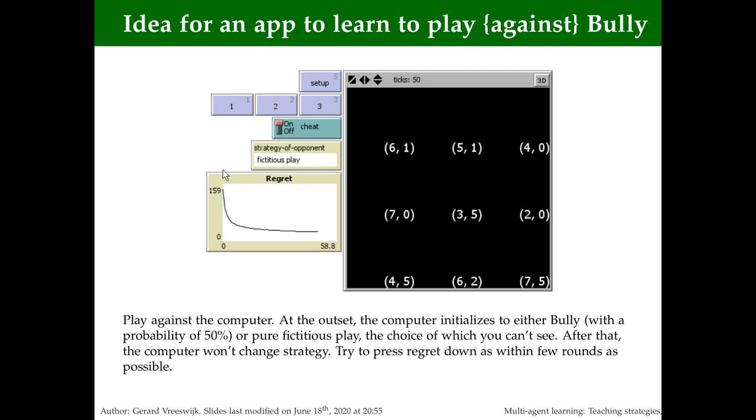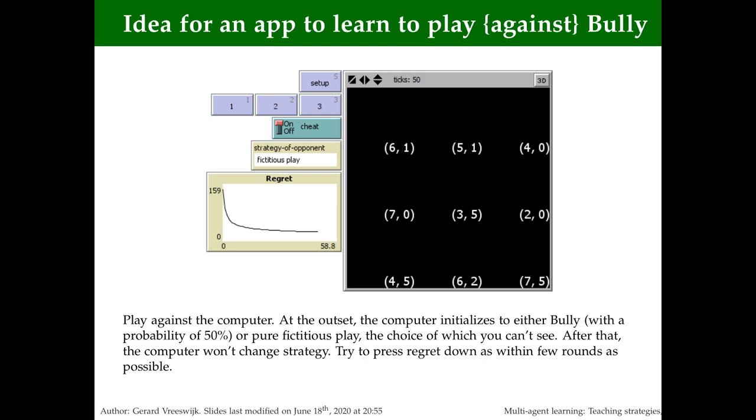So I had an idea for an app to learn to play against Bully, but I didn't have the time to work that out, so I made a mock-up and made a screenshot of this mock-up. The idea is you play against a computer, so you are the row player and you have the availability of 3 actions, and the computer has availability of 3 actions as well. And at the outset the computer initializes to either Bully with the probability of 50%, or else fictitious play also with the probability of 50%, and that choice you don't see.